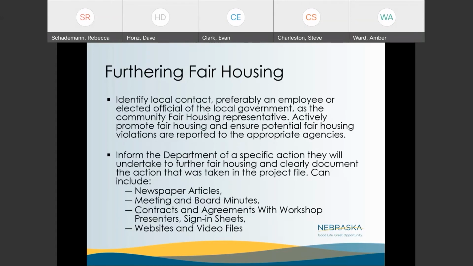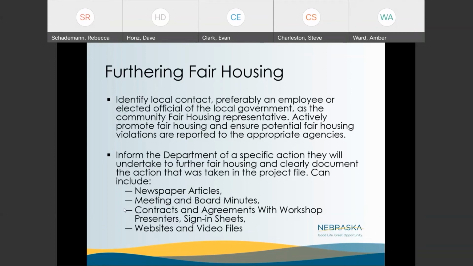So within our CDBG program for the state, we want a local contact to be identified. That's preferably an employee or elected official of the local government as the community fair housing representative. They actively promote fair housing and ensure potential fair housing violations are reported to the appropriate agency. Oftentimes in bigger communities, we have someone for whom this is one of their main jobs. In smaller communities, we often see it's the local clerk.